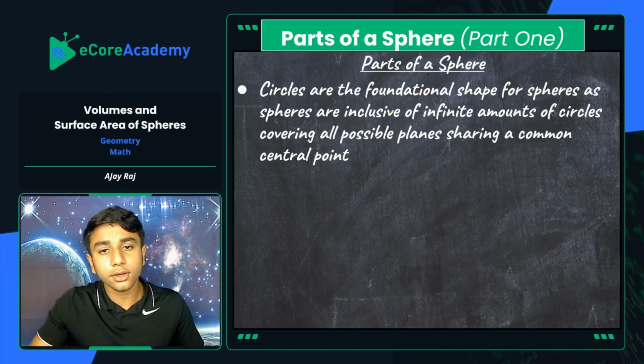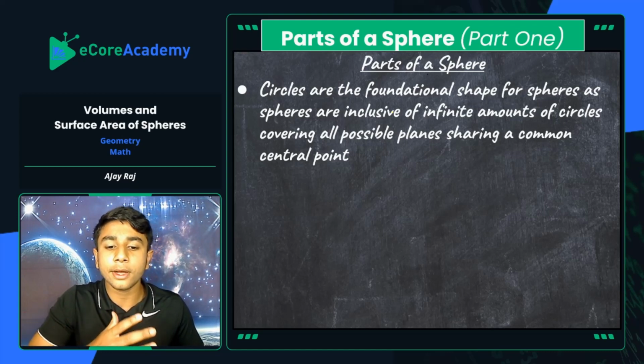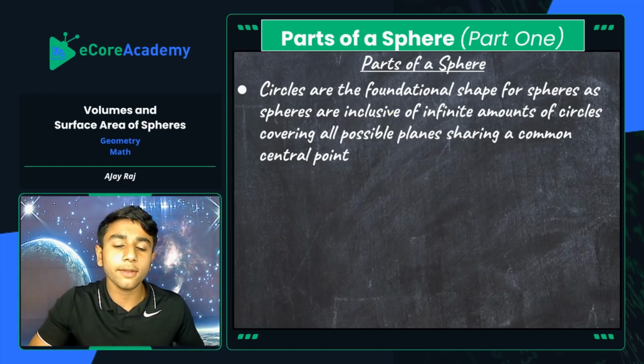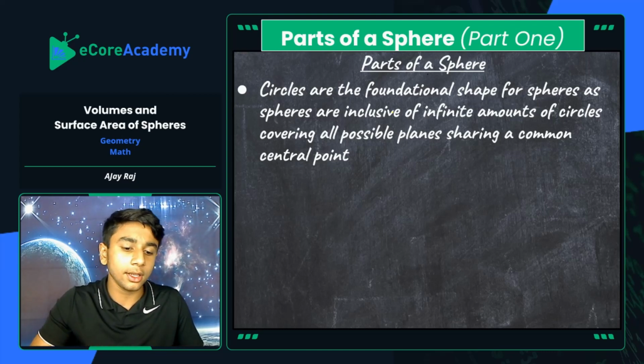And if you think of a sphere, you're probably already thinking of a circle. So a sphere is heavily founded off of a circle. Circles are the foundational shape for spheres, as spheres are inclusive of infinite amounts of circles. So this means it's only involving circles, unlike cylinders, which are circles and a rectangle, and even cones, which is a third of a cylinder, so the same exact properties.